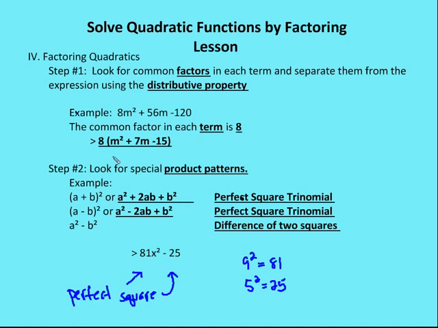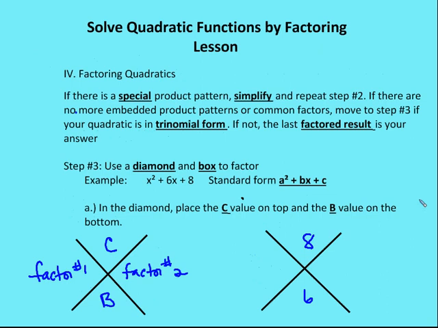The second thing you want to do is look for special product patterns. So we have the perfect square trinomials, the difference of two squares. You want to look for the a and b values that are perfect squares. Okay, so in this case, I don't see any perfect squares in the initially factored quadratic that I presented to you. So we're going to move on to step number 3. If there are special product patterns, you're going to simplify and repeat number 2. If there are no more embedded product patterns, which is the case, we're going to move on to step number 3.